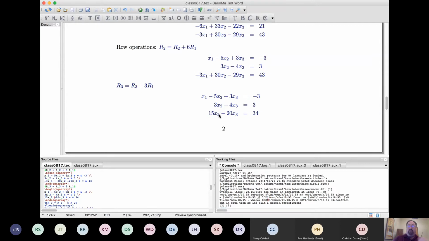It's this one. So what multiple of this row? So I'm done with the first row. I'm done using it for anything, because all the X1s are gone. To get rid of any X2s that I want there, that's this one. What multiple of this row do I subtract from this one?